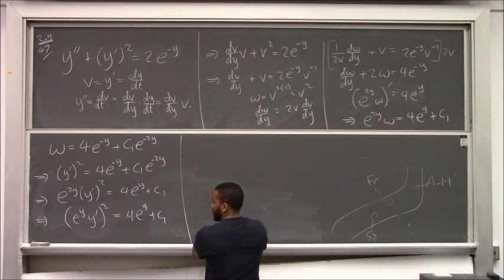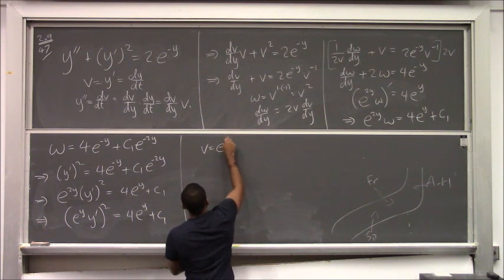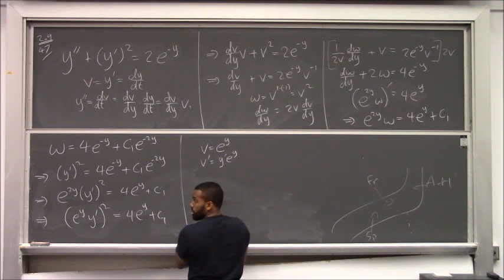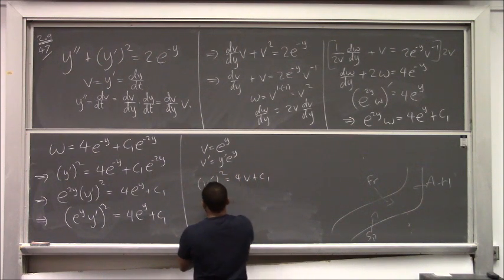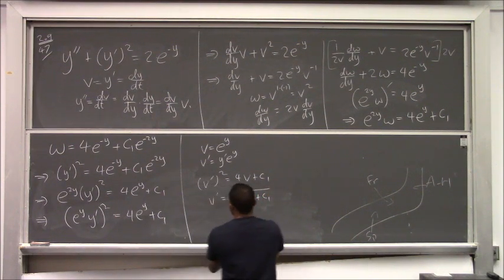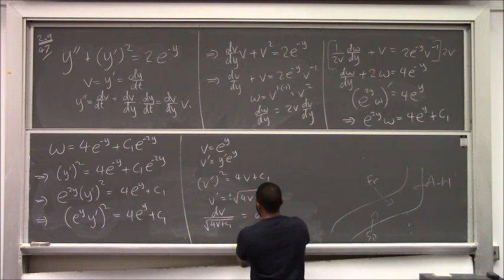You square root of both sides and you separate the variables. Okay, so let's maybe do another substitution, just to make it nicer for us. Let's say v equals e to the y. This means that your v prime is going to be y prime e to the y. So right here I have v prime squared equals 4v plus c1. So my v prime is going to be the radical of 4v plus c1, include plus or minus. And so now separating the variables, I would get dv over this guy equals dt.